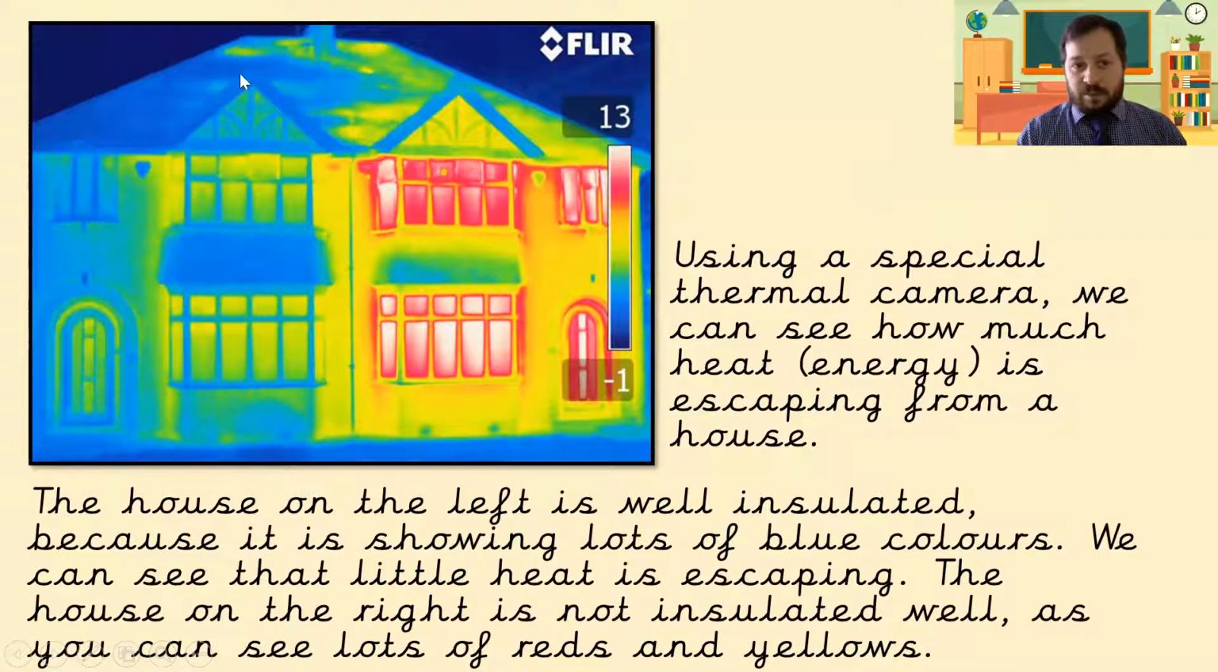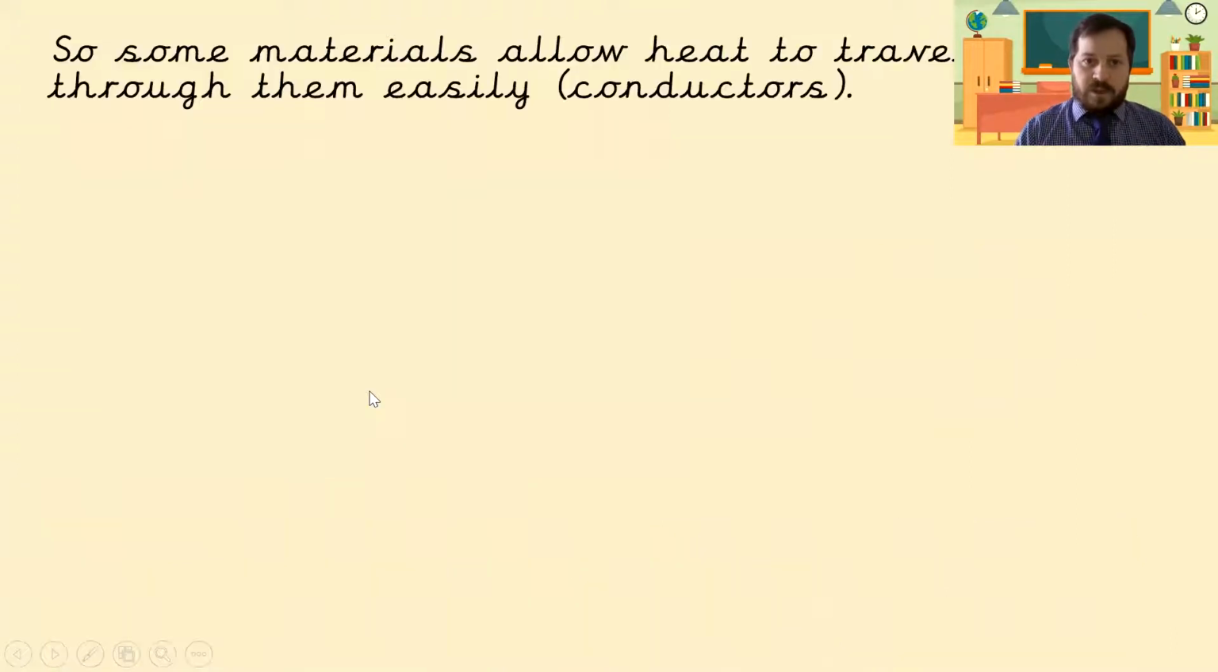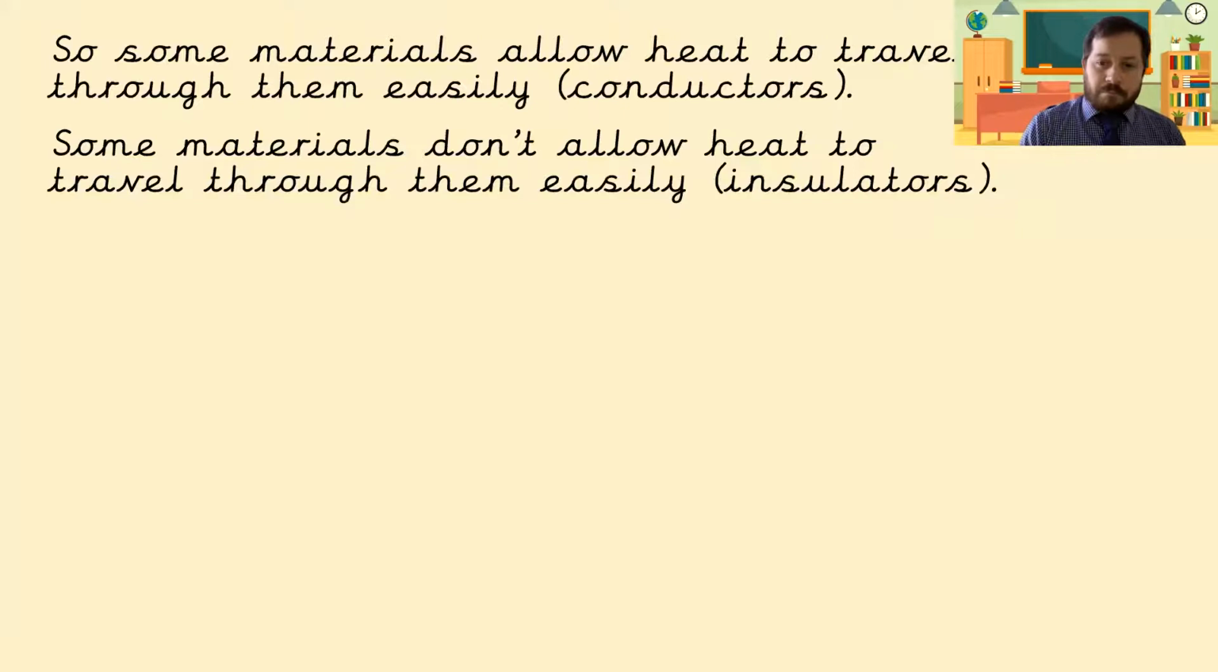this is nice and dark blue, whereas this is yellowy green over here. So it's just the reduction. There is some reduction, but not a massive amount. So this house is losing heat a lot more than this house here is. It's a nice, easy way to see it. Now, some materials allow heat to travel through them easily, and these are conductors, whereas some don't allow them to, and they are insulators.